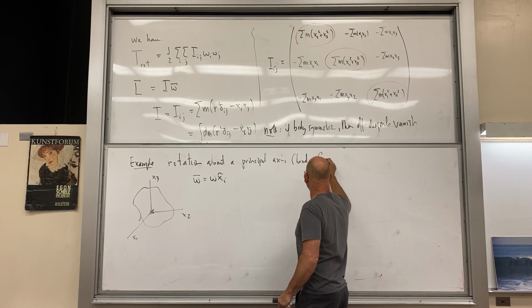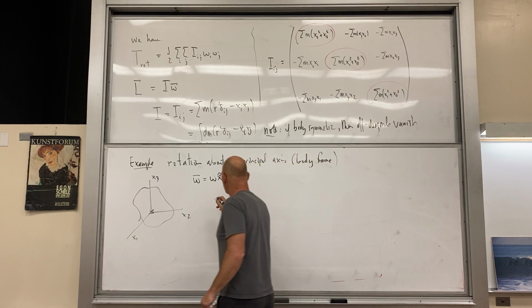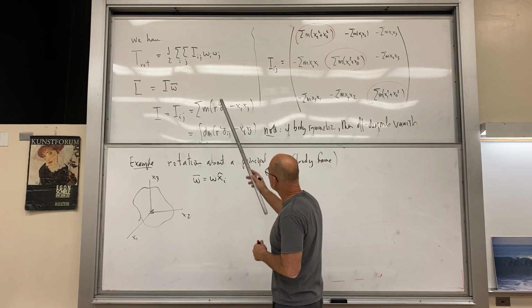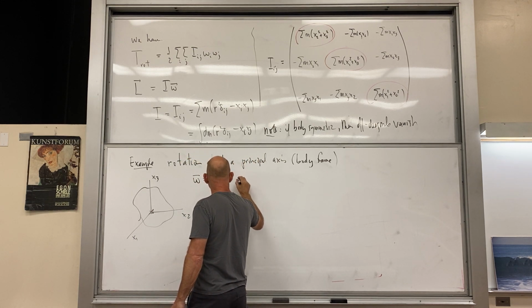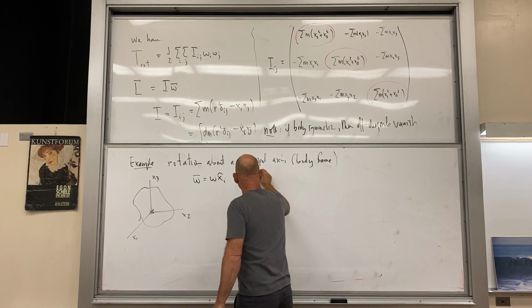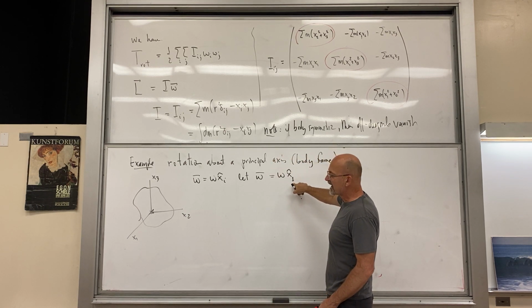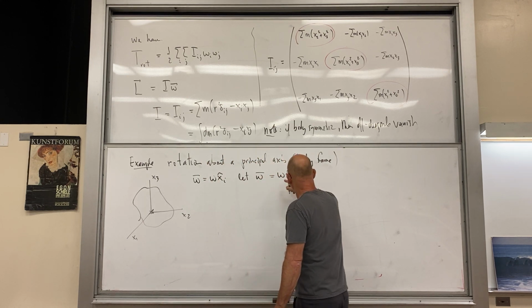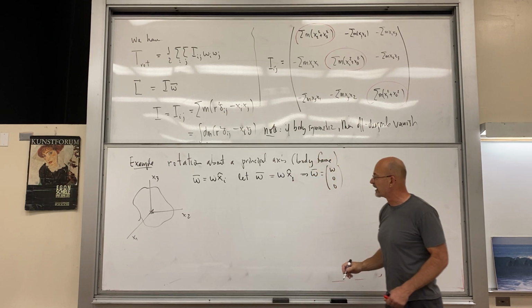So it's the body frame, okay, and T, the kinetic energy, we can do first. Let omega equal omega x1 hat, right? There's its magnitude, there's the axis, the x1 axis. So that means omega equals omega, 0, 0, right?